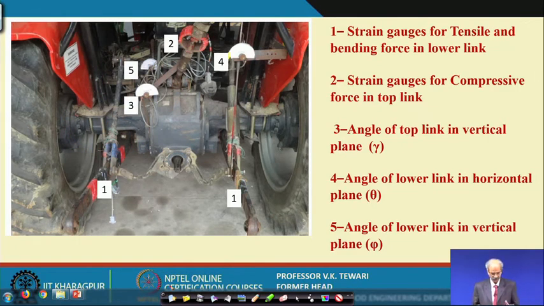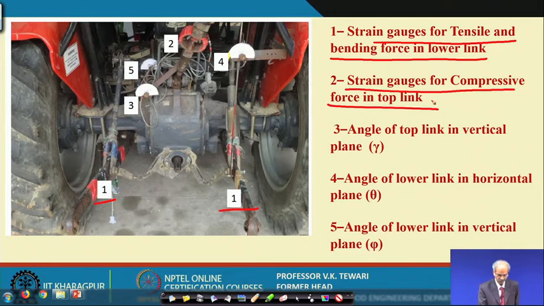You can have a look at this then. I have already shown you that we are attaching these to the lower link and the top link of the tractor whenever it is connected. So, here you just have a look at this 1 and 1 here. This talks of the strain gauges for tensile and bending force in the lower link in these two locations here. Then strain gauges for compressive force in the top link. This is the location here for the top link.